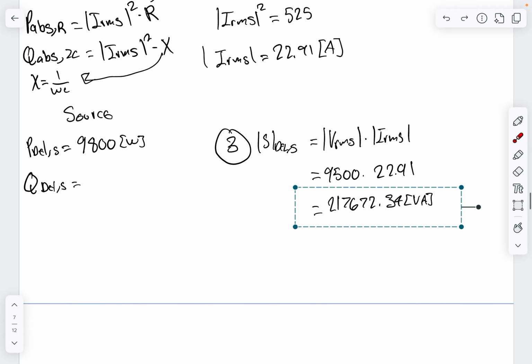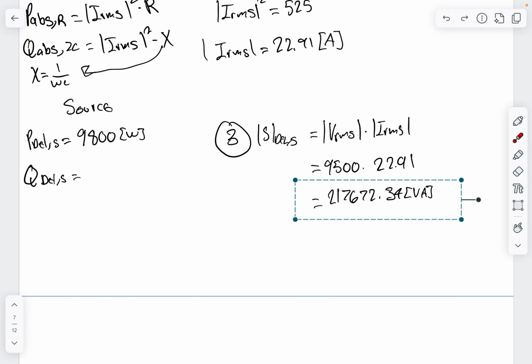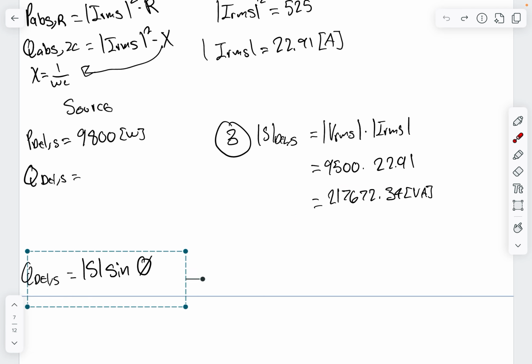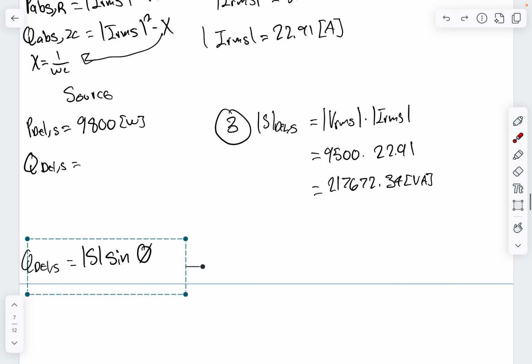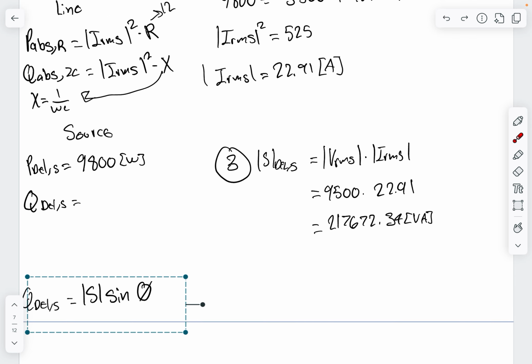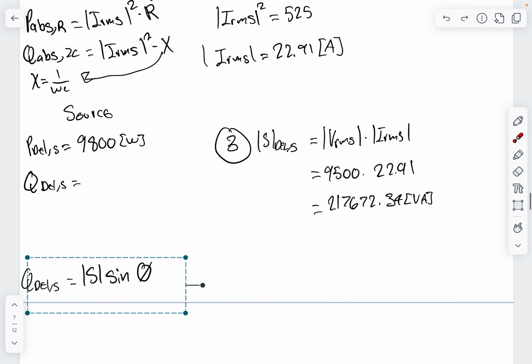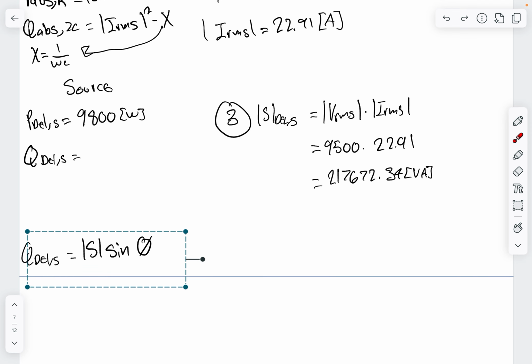Now that we have the magnitude of the apparent power, or just S, we are able to start solving for the reactive power delivered, and from there we can start working towards figuring out the reactive power absorbed by the capacitor. But as you notice, it's asking for delta. We are looking for this, but we don't have delta.